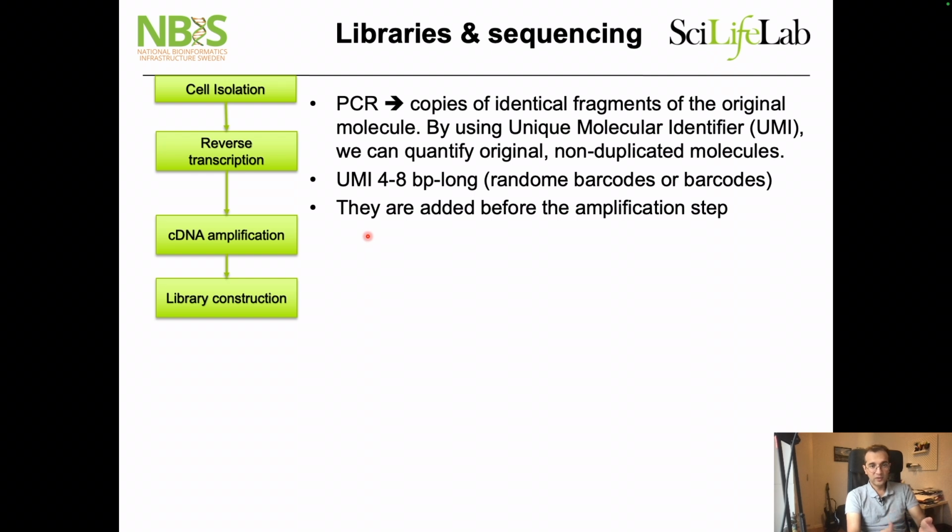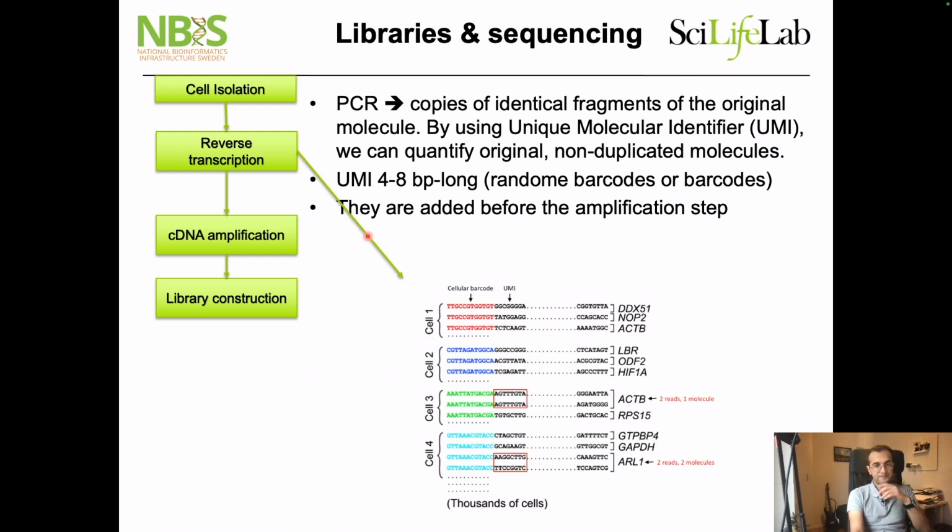So during duplicate amplification, we generate many copies of identical fragments from the original molecule. So it's important to distinguish the duplicates, and we address that by using unique molecular identifier, or UMI. It can help to quantify the original molecule. These sequences are 4 to 8 base pairs long, and they are random barcodes. They are added before the amplification step, and here is one example.